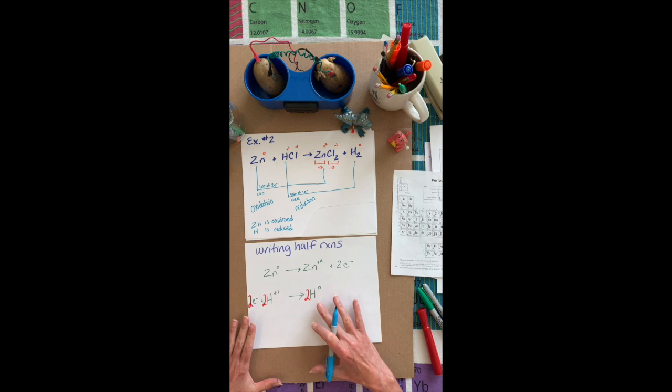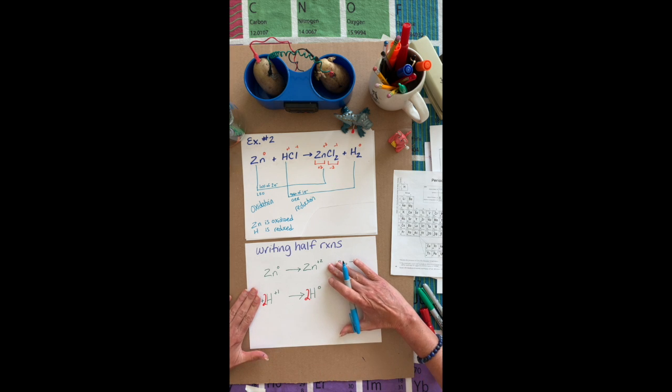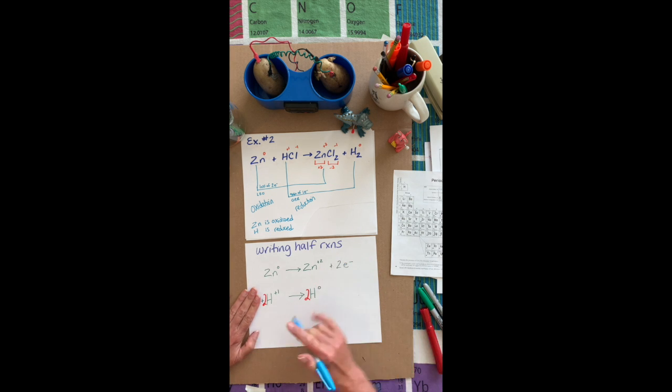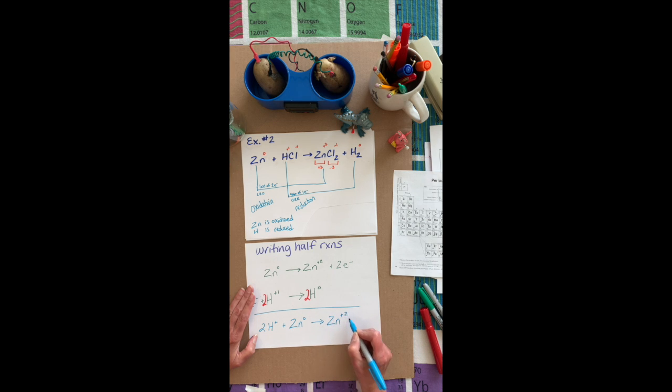If I just summarize without my electrons now, I would say 2 hydrogen ions plus that zinc yielded the zinc ion plus that hydrogen gas with no charge.